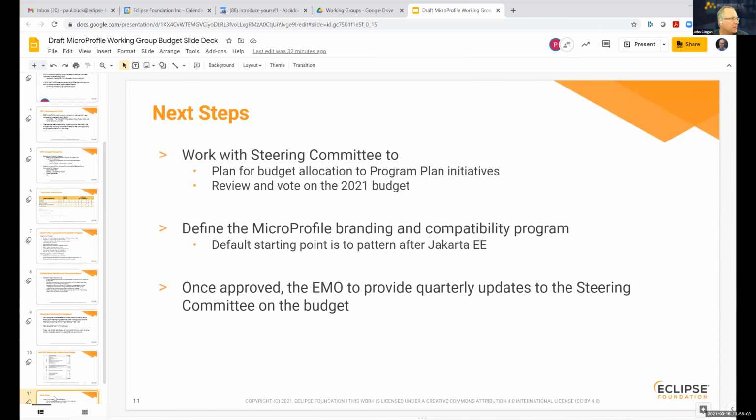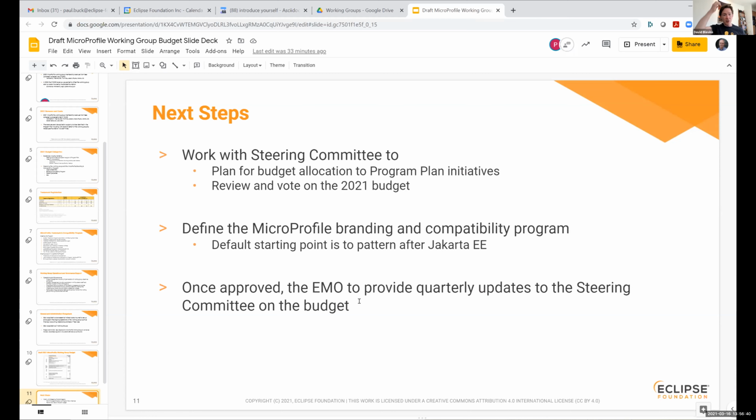Yeah, and so 20K is roughly 5K per quarter, and other working groups like Jakarta have full-time equivalents. They have a program manager, and so the work that we do is work that in general the program manager would do on behalf of the working group. All right, so this is the last slide, and I think we've pretty much covered this.